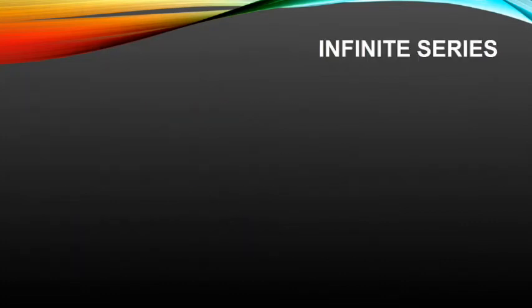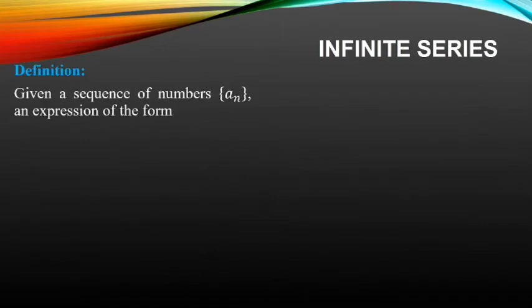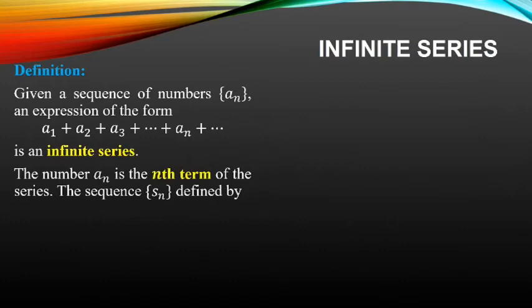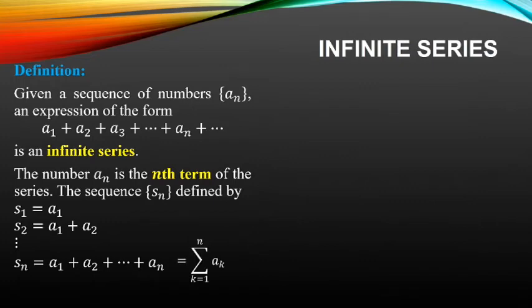Now we have infinite series. Given a sequence of numbers a sub n, an expression of the form of the sum of the terms of the sequence is what we call an infinite series. So a series is the sum of the terms of a given sequence of numbers. The number a sub n is the nth term of the series, and the sequence s sub n is defined by s sub 1 equals a sub 1, s sub 2 equals a sub 1 plus a sub 2, up to s sub n equals a sub 1 plus a sub 2 and so on up to a sub n, which is equal to the summation of a sub k, where k is from 1 up to n.